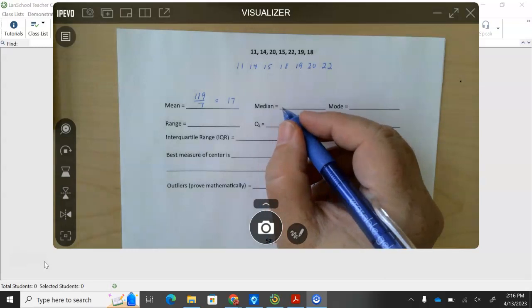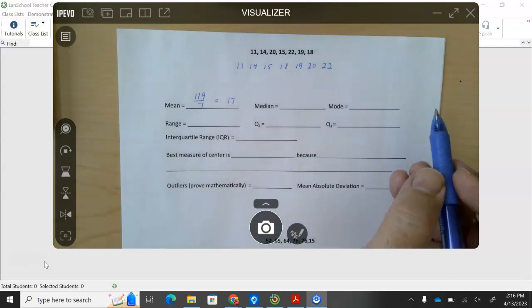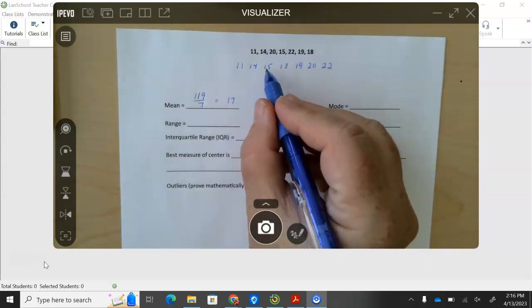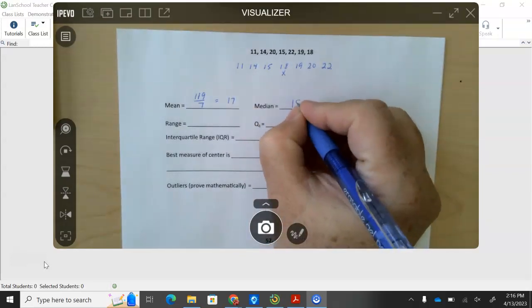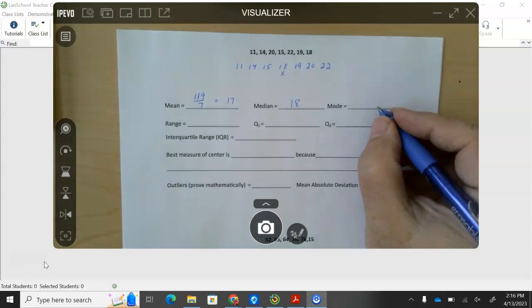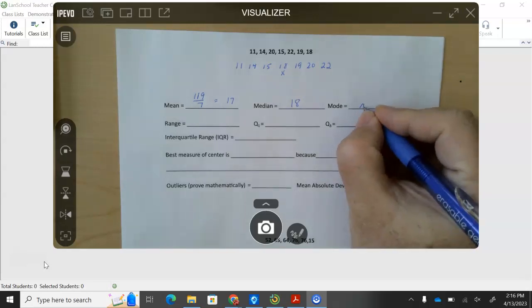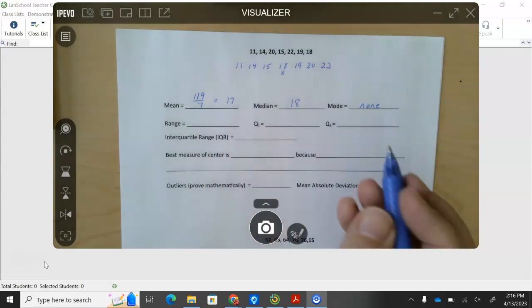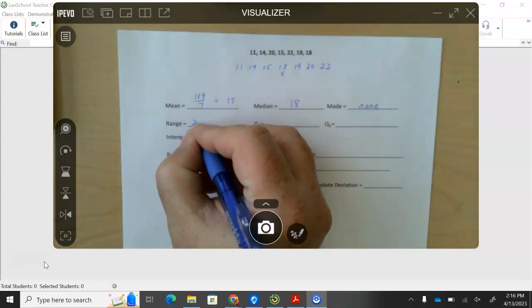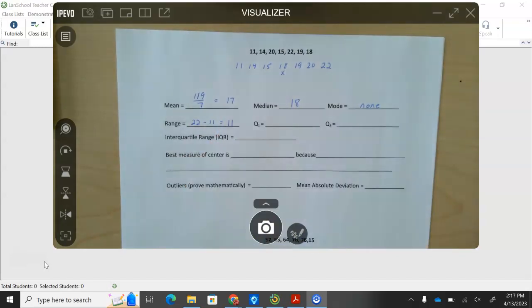Next is our median, which is the middle number. Since I have 7 numbers, that means there's 1 in the middle. So 1, 2, 3, 4, here's my median right here, 18. My mode, I want to see if any number occurs more than others, because it's the one that happens the most. And I do not have a mode, so none on that one. The range, when they're organized like this, is largest minus the smallest. So our range is 11.